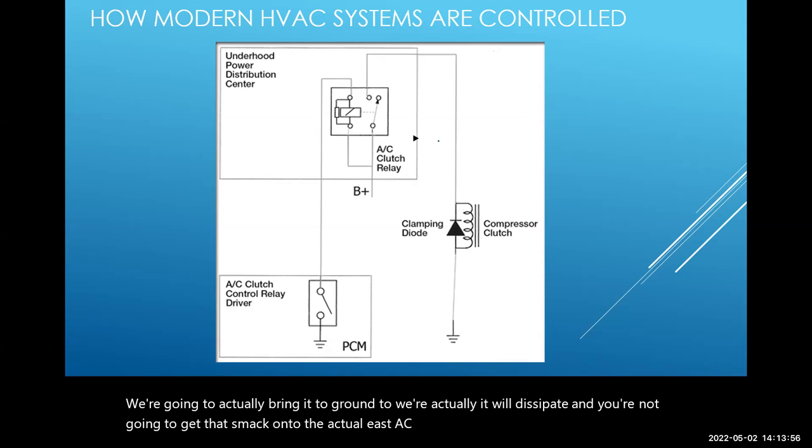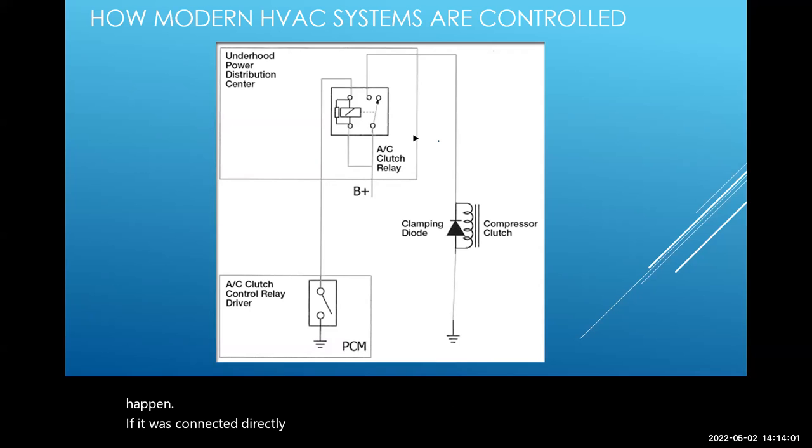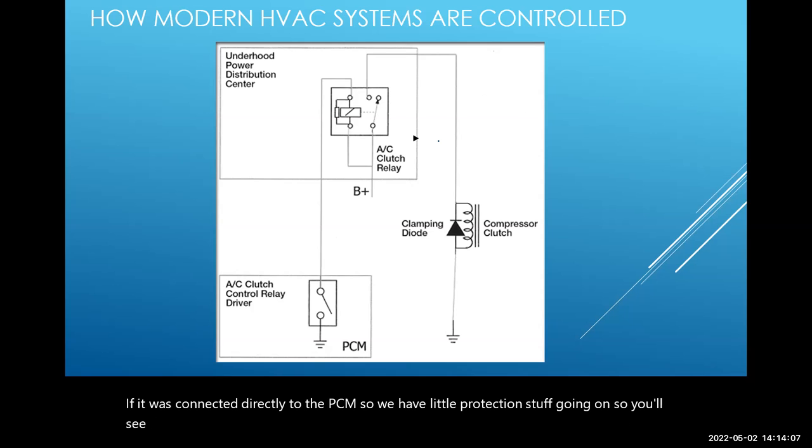You can just imagine what would happen if it was connected directly to the PCM. So we have little protection going on. You'll see that symbol; it allows current to go in one direction, back through that coil, and then it eventually ends up on the ground side.